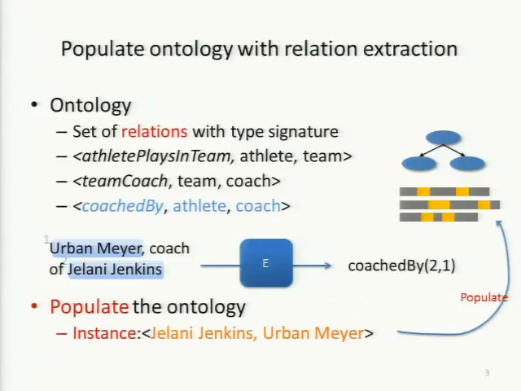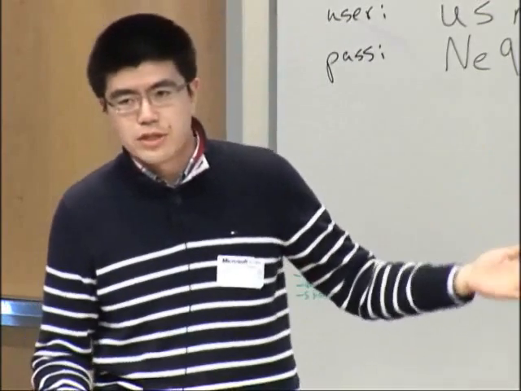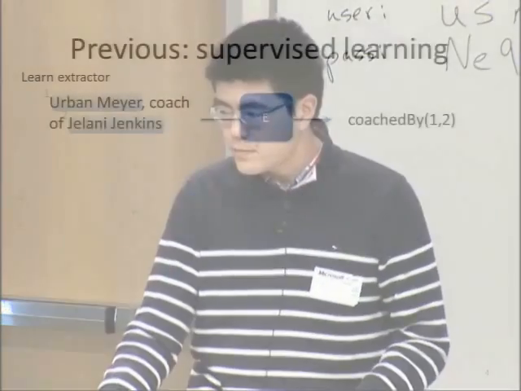Suppose the relation you extracted from the raw sentence, for example Janali Jenkins and Urban Meyer in this case, does not exist in your knowledge base. You can just add this instance back to your knowledge base, add it back to your ontology, and your ontology becomes larger, better, and more useful. That's the goal of relation extraction, and that's the first step to build a better knowledge base to use for other tasks.